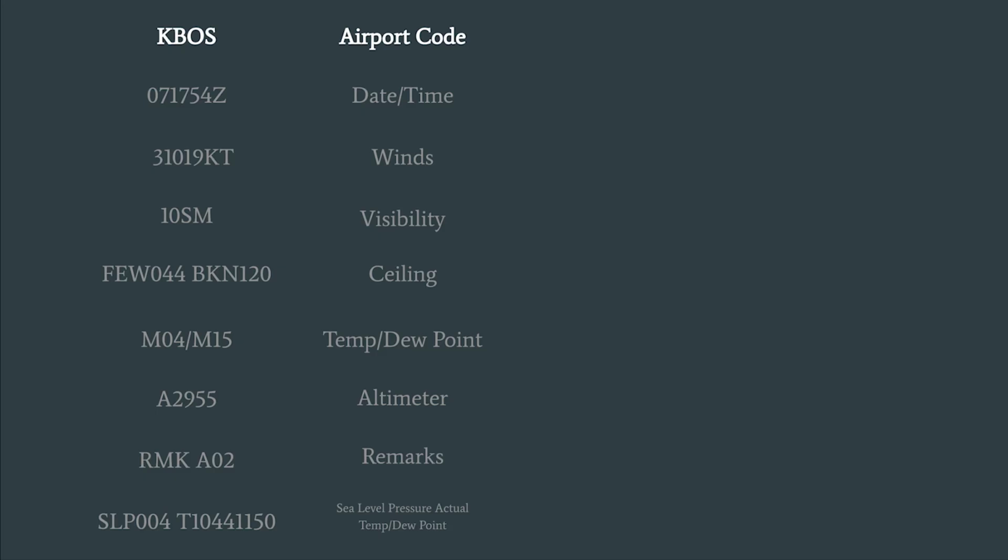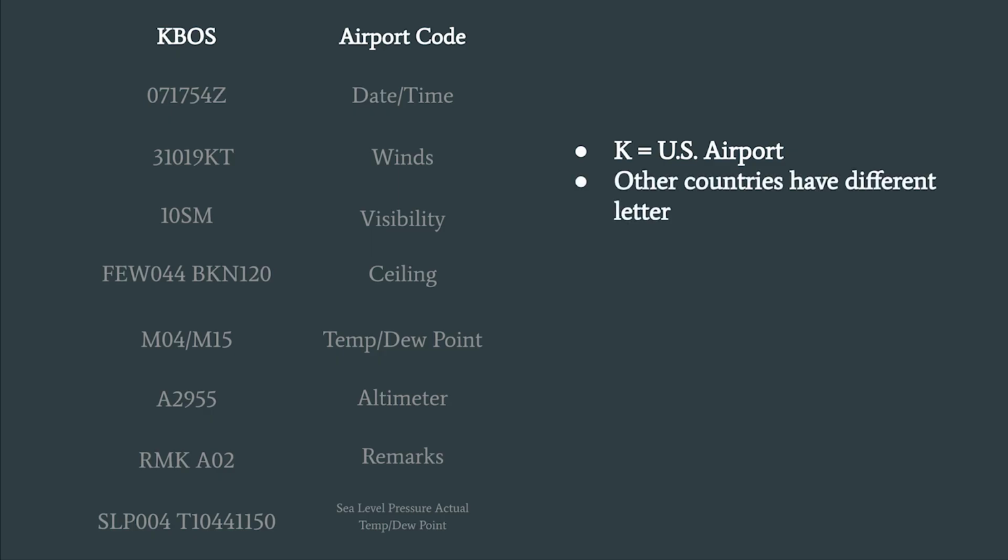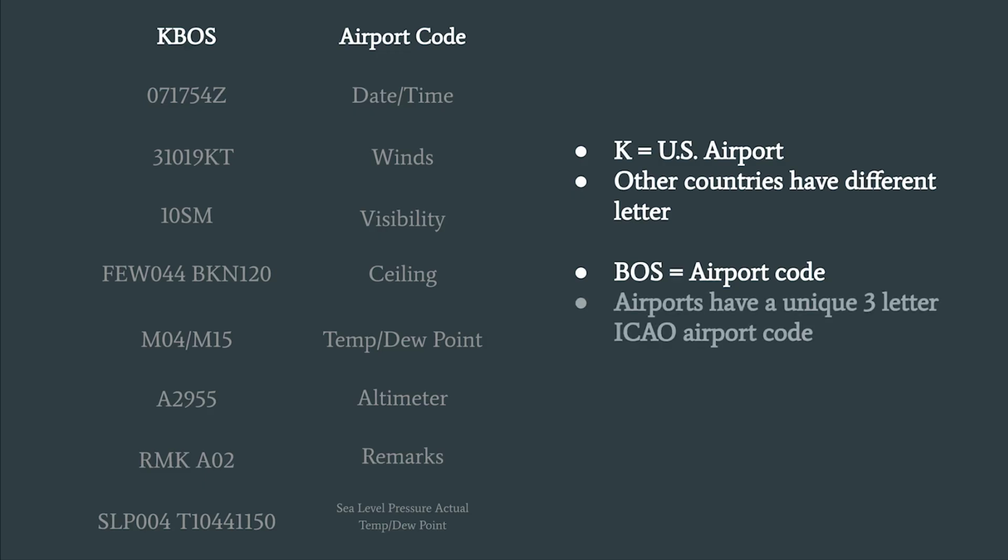In this case, it was KBOS. The K tells us that this is a US airport. Other countries have different letters. The next three tell us what airport specifically it is at. BOS is the airport code for Boston Logan International Airport. All airports have a unique three-letter ICAO airport code.